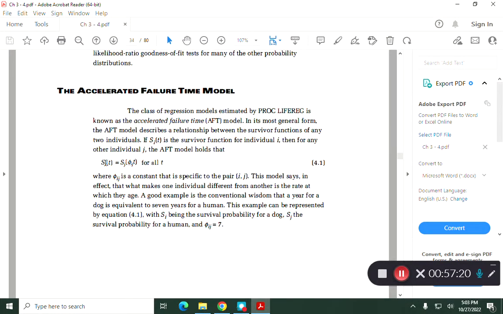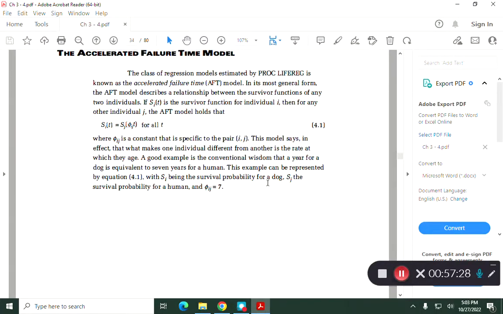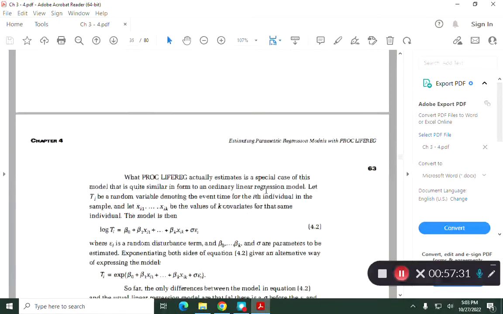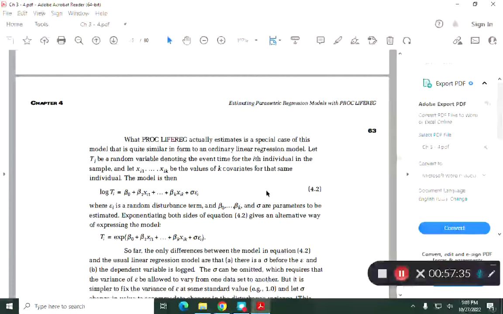So in accelerated testing, they also talk about 1 equal to 7 for the time. Once they do that, they say the time is not a linear function. Rather, the log of time is a linear function. So the log of whatever they're trying to test equals beta 0 plus beta 1 times X.